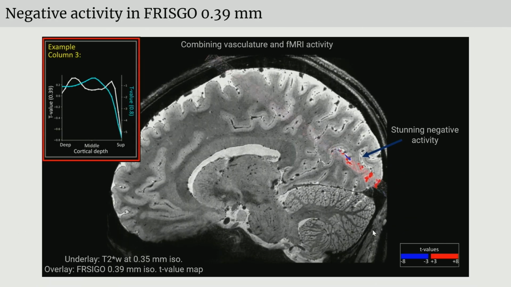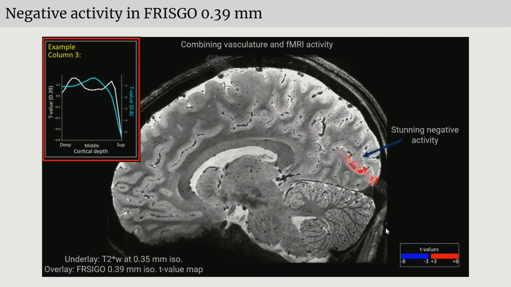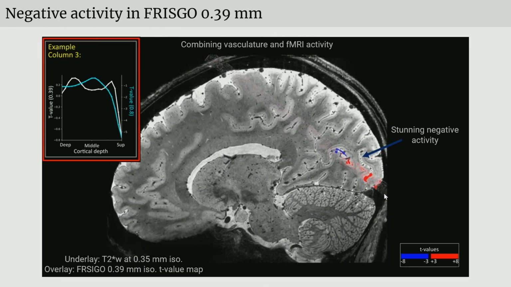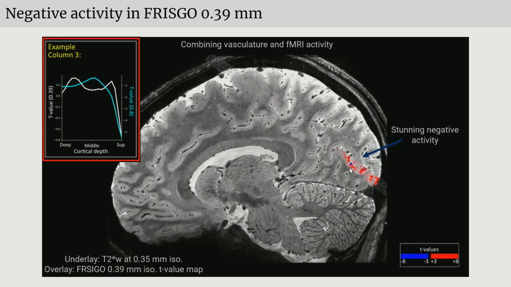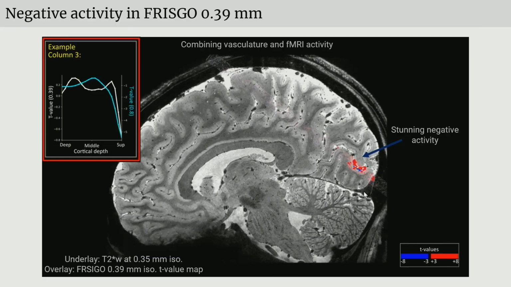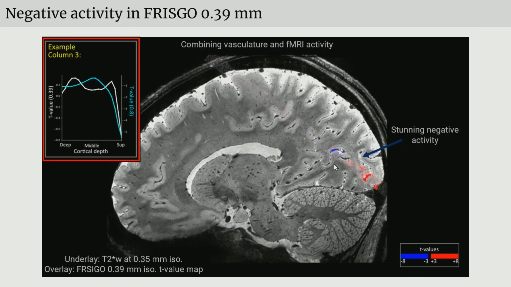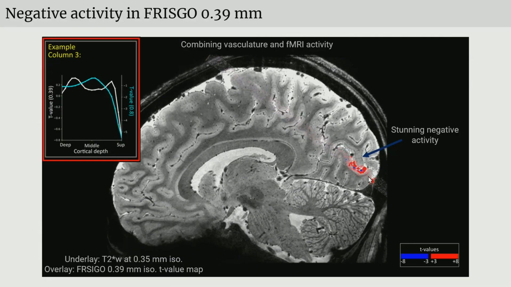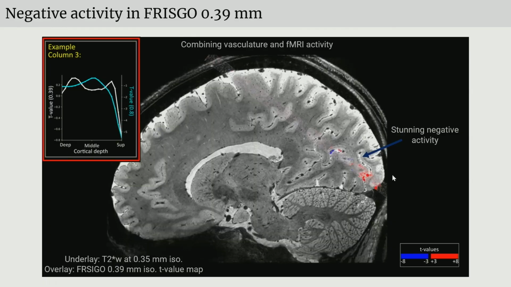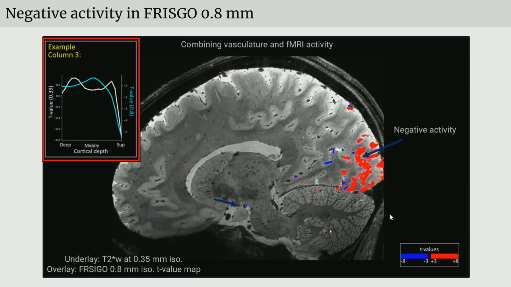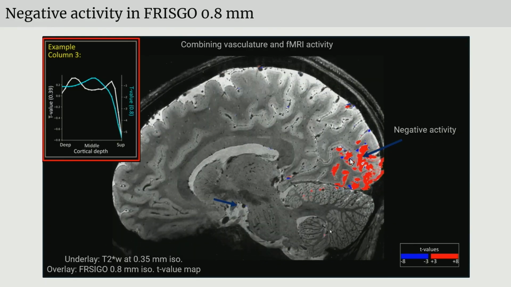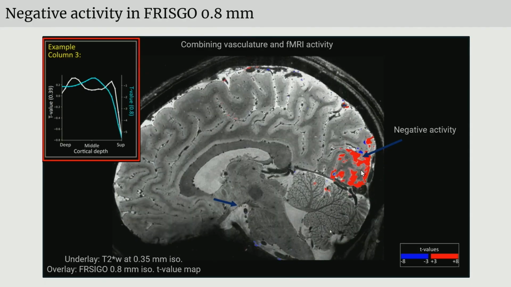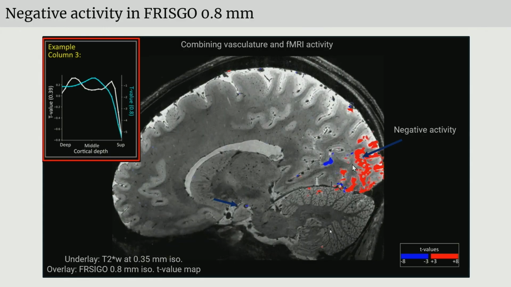Well, let's look in a little more detail at our activity. I'm superimposing our mesoscale images with the tiny slab at 0.39, and the blue one indicates the negative activity. Look, I'm going through slices. See how nicely we can actually see that there is a negative activity going on in the calcarine sulcus. Now let's compare it with 0.8. Yes, we do observe again that there is a negative activity in the exact same location. However, everything looks a little bit more blurry.